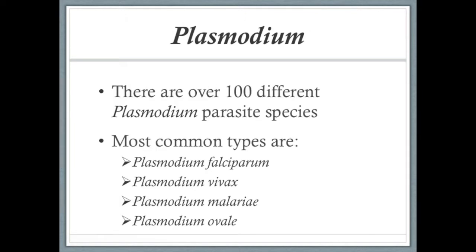There are over 100 different Plasmodium parasite species. The four most frequent are Plasmodium falciparum, Plasmodium vivax, Plasmodium malariae, and Plasmodium ovale. Plasmodium falciparum develops quickly. It causes the most deaths in Africa, but it is typically curable.